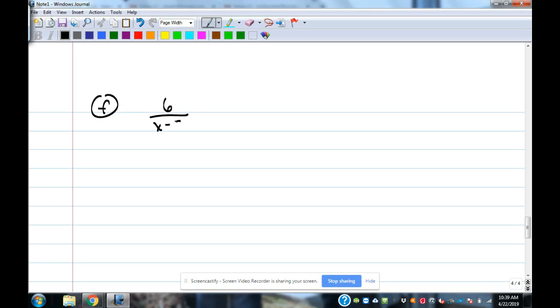6 over x minus 3 is equal to 8x squared over x squared minus 9 minus 4x over x plus 3. All right. This one's a little bit more difficult. Not terribly difficult, but it's a little bit more. What do we notice about the denominators? Or maybe one of them in particular.